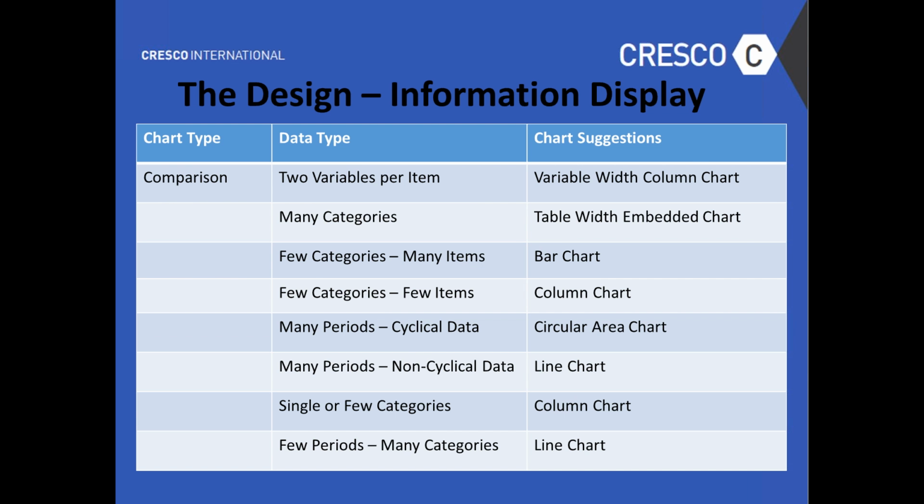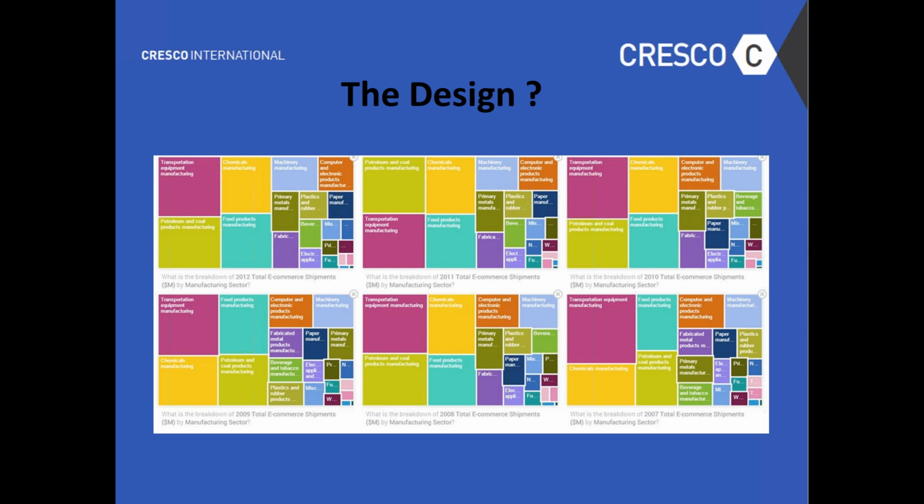Right? So the next one is if you're doing comparisons, and this is what we typically use when you're doing trend analysis. If you have more than 2 variables per item, use a variable width column chart. If you have many categories, you can use a table with an embedded chart, and so on. So I won't go into all of these, but if you are a Cognos user and you are familiar with Report Studio, once you start building some of these reports, you will see these options. It makes it much easier when you know what kind of data you have, and whether you have multiple periods or fewer categories. You can decide what chart to use to build your dashboard.